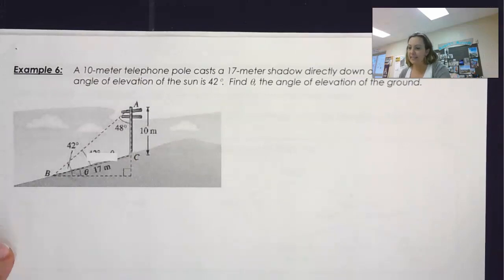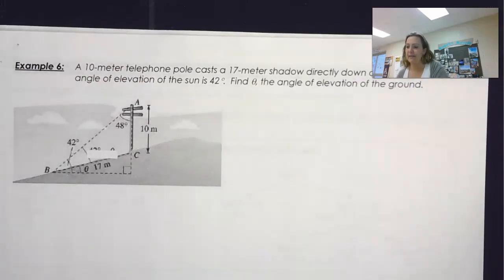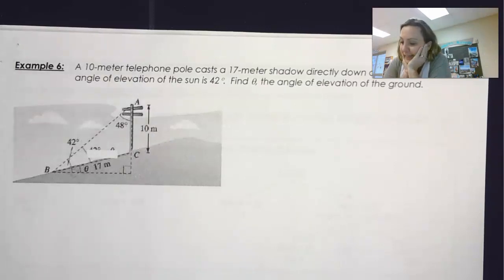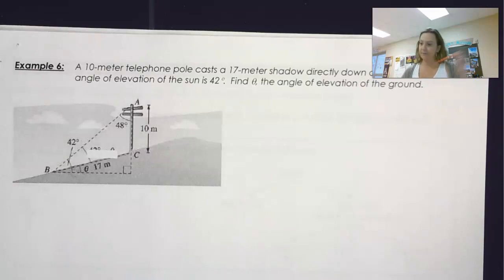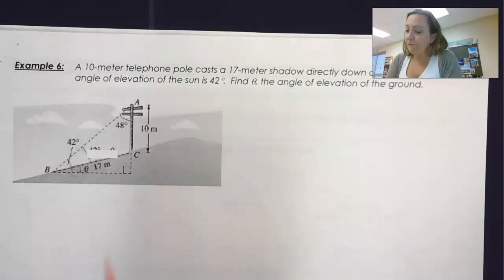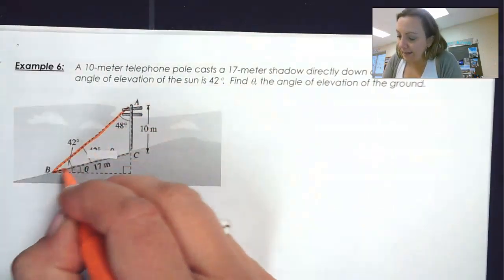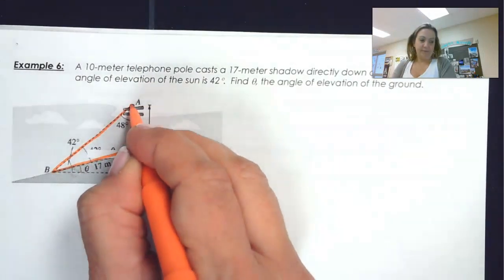Okay, so this says that a 10-meter telephone pole casts a 17-meter shadow directly down a slope when the angle of elevation to the sun is 42 degrees. Find theta, which is the angle of elevation of the ground. Okay, we're focusing, you guys, on this triangle right here.